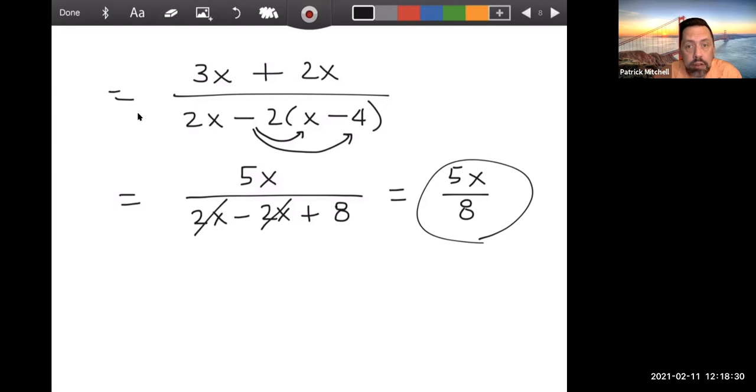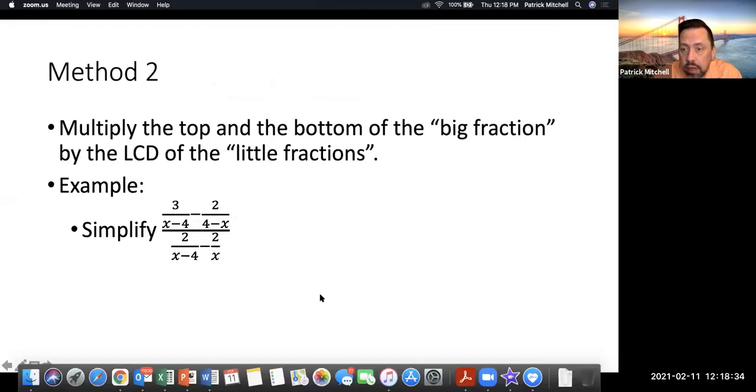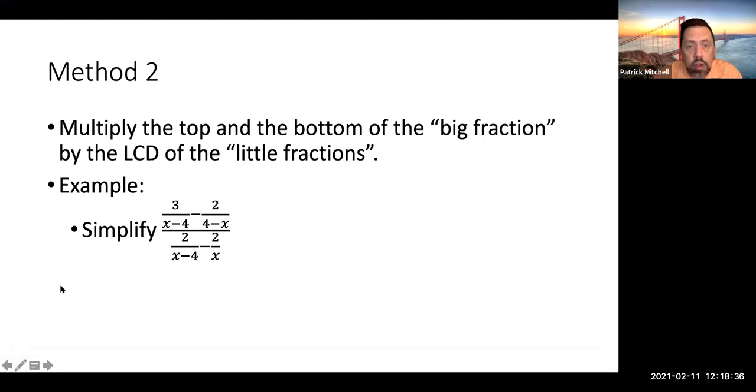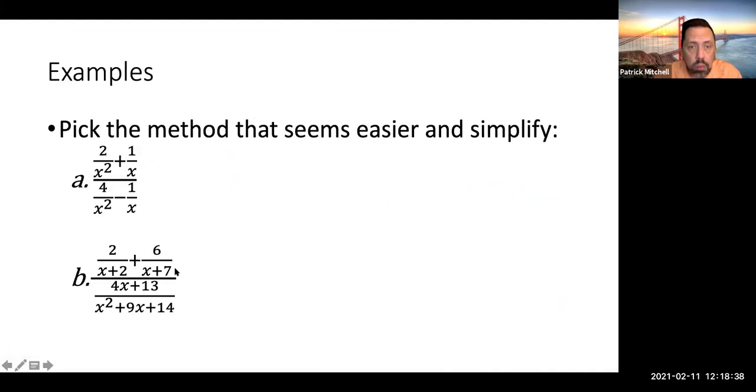All right, so now I want to give you a chance to practice this. So let me go back to the presentation. I've got 2 examples. I am not going to tell you which method to use. I'm just saying pick the method that seems easier, all right? And I've said this to you before about something else, give both methods a fair shake. But if it turns out that you like one much, much better than the other one, then feel free to use that one all the time.